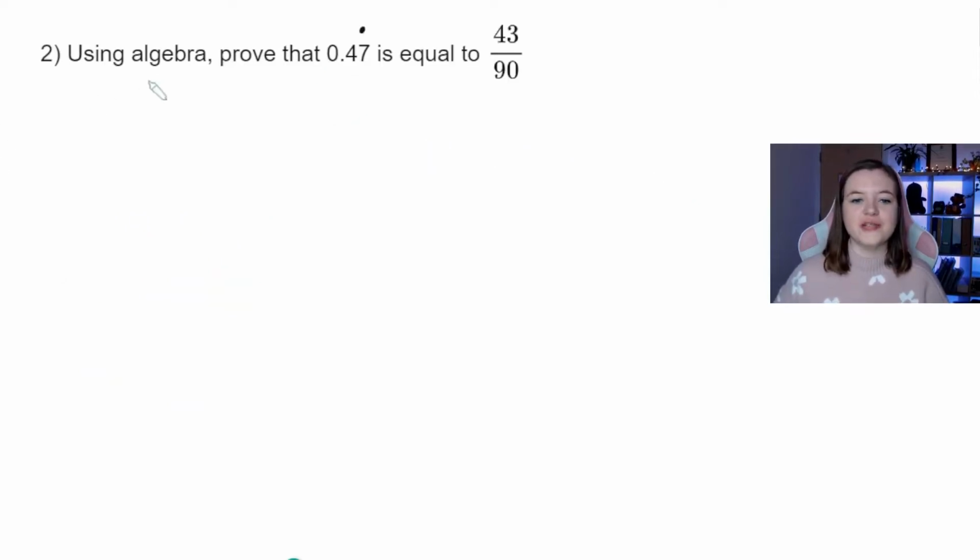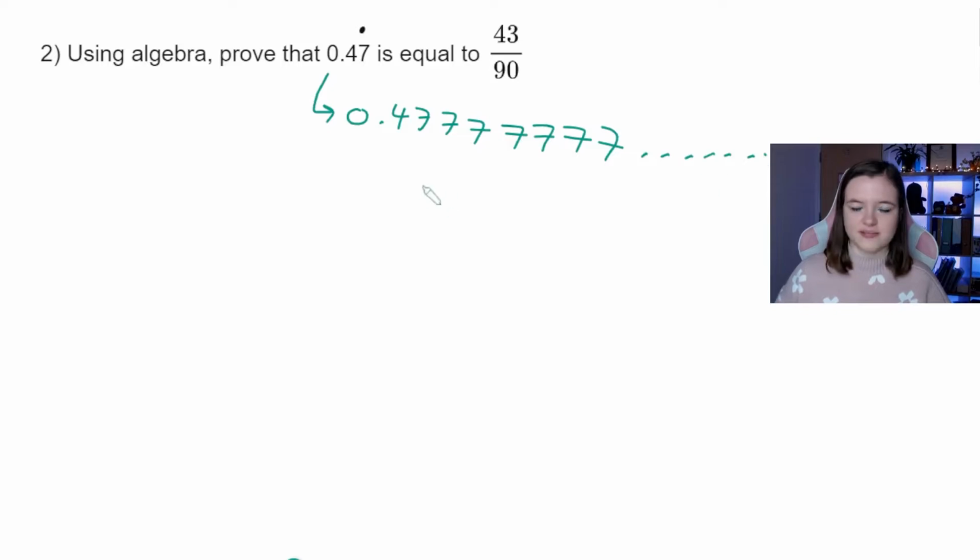Question 2. Using algebra, prove that 0.47 recurring is equal to 43 over 90. So it's going to be exactly the same steps as before, just maybe stopping in a different place when you're timesing it by 10. So first off, you write out what the decimal's going to look like. In this case, the recurring dot is over just the 7, so that means just the 7 is repeated. So it's going to be 0.4, then 7, 7, 7, 7, 7, 7, infinite 7s, right?